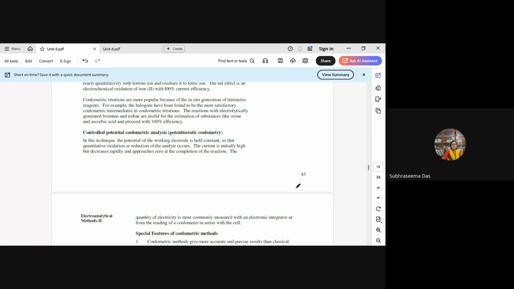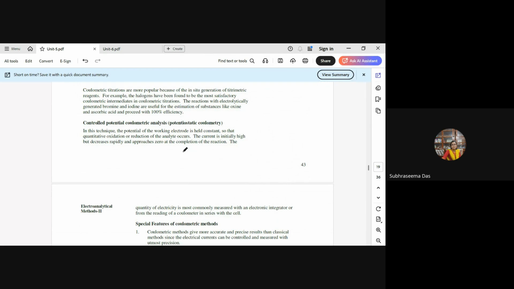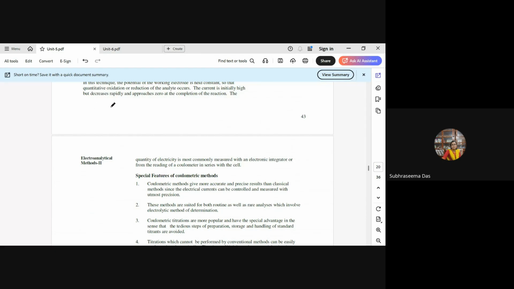The reactions with electrolytically generated bromine and iodine are useful for the estimation of substances like oxime and ascorbic acid. Now coming to potentiostatic coulometry. Here in potentiostatic coulometry, the potential of the working electrode is kept constant, so quantitative oxidation or reduction of the analyte can occur. The current is initially very high, but it decreases rapidly and approaches zero at the completion of the reaction.